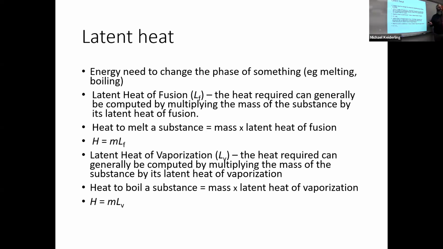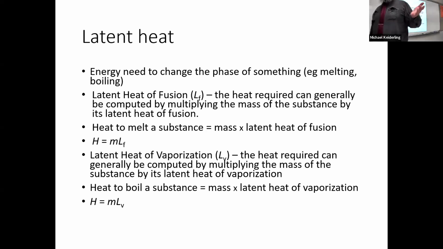To bring something to a boil, and to boil it and turn it into a gas from a liquid, that is the latent heat of vaporization. So the heat required is mass times latent heat of vaporization. Those are the only latent heats we're going to worry about in this course. There are, of course, other ones or other transitions.